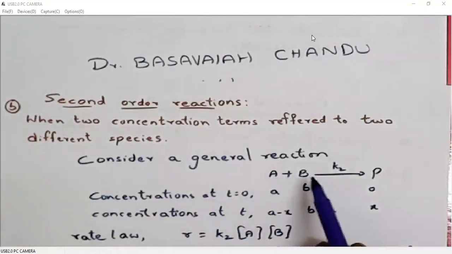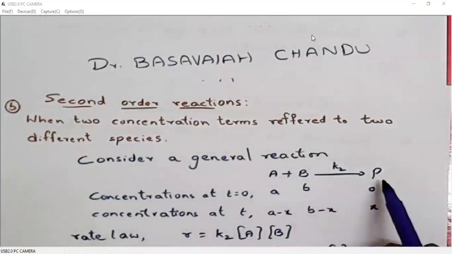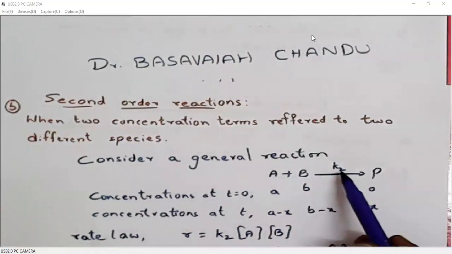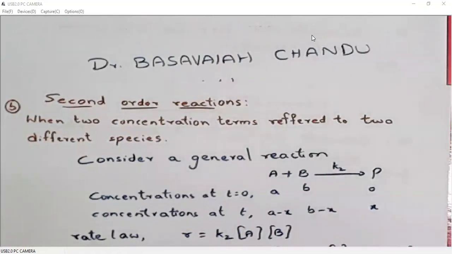Now consider a general reaction for this type. A plus B gives rise to P. Since it is a second order reaction, we took the rate constant K2. How are we starting this reaction? This reaction is started initially by taking an amount of A for A compound and an amount of B for B compound. Initially, there is no product. So initially we take t as 0. After some time t, if for example x amount of product is formed, then what are the concentrations of A and B? The concentration of A will be A minus x and B will be B minus x.